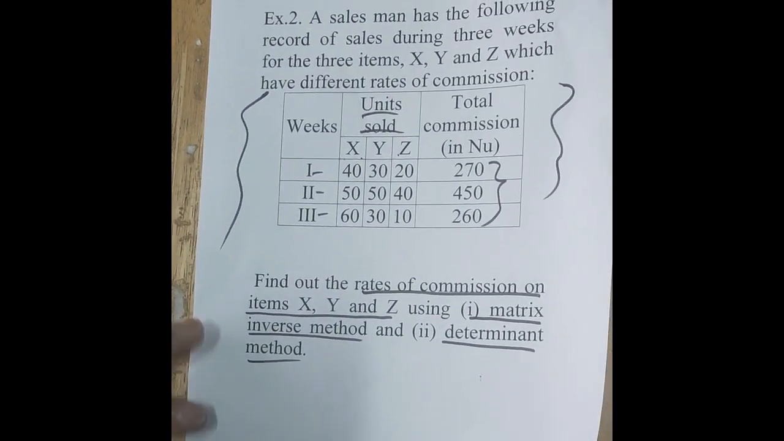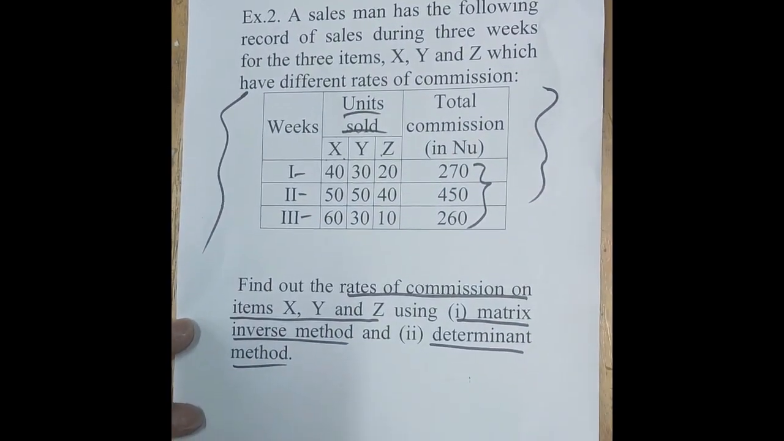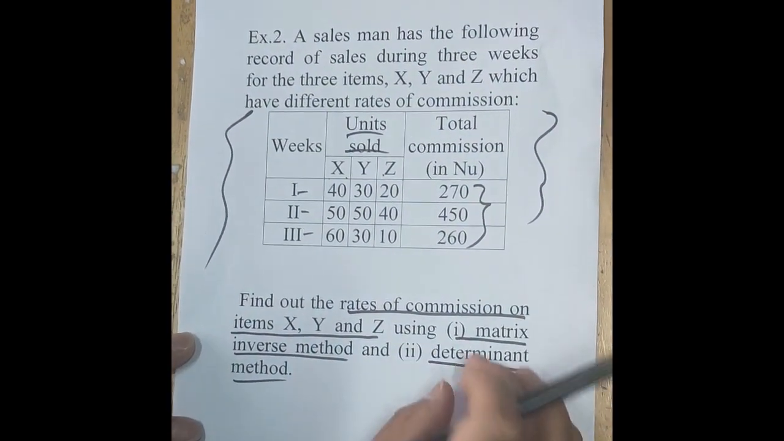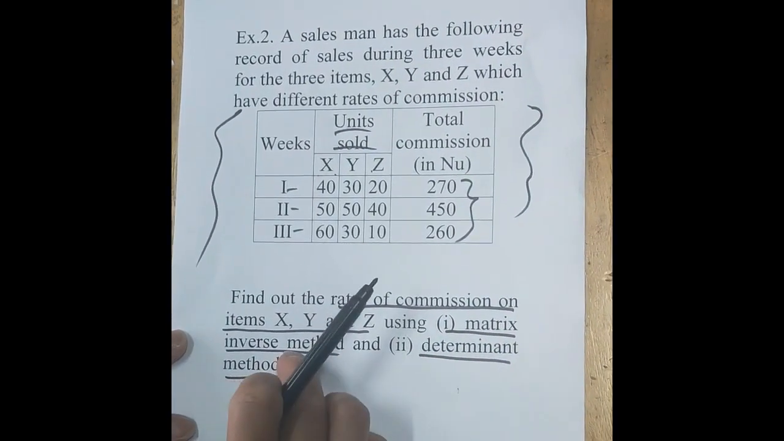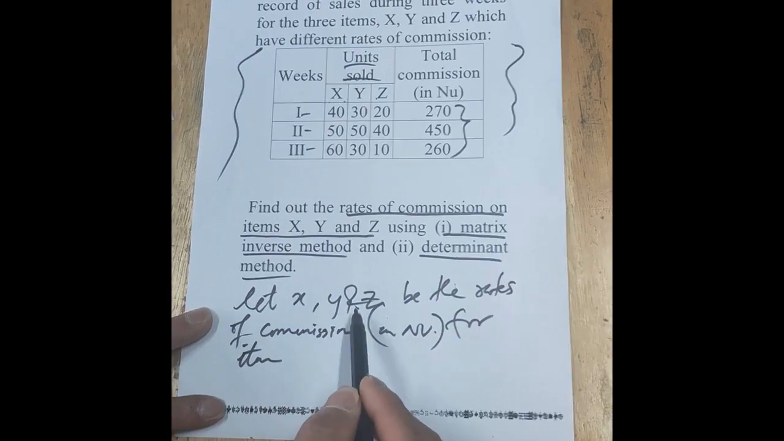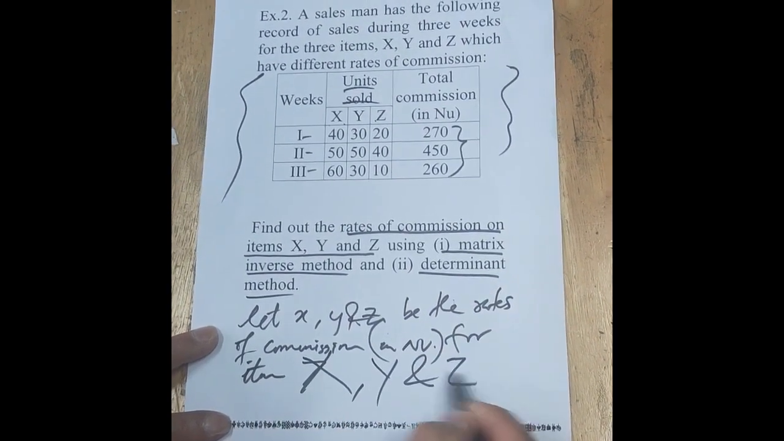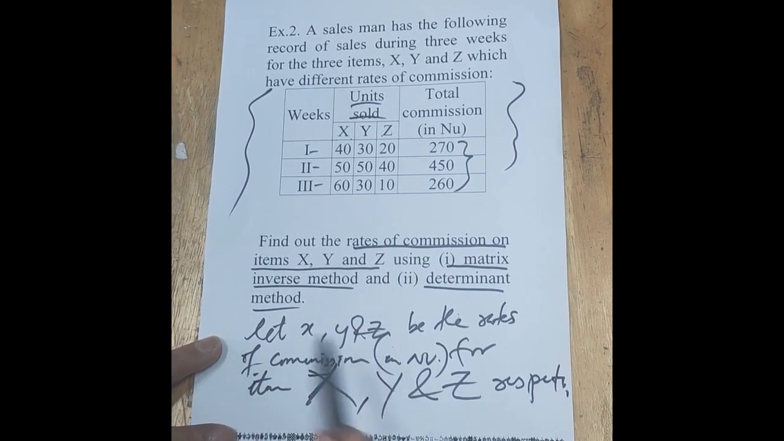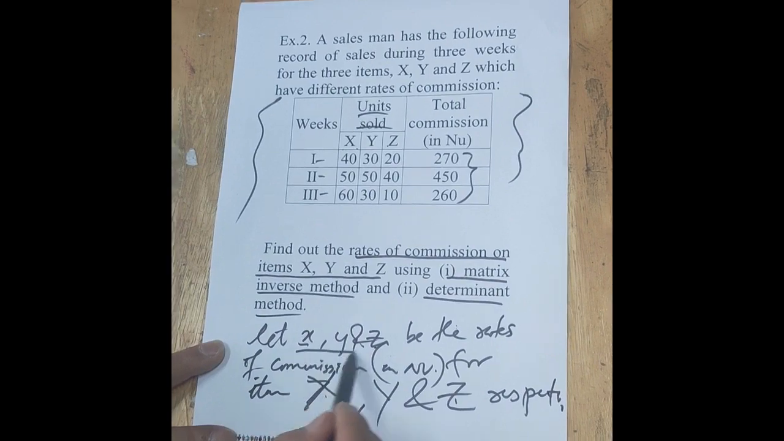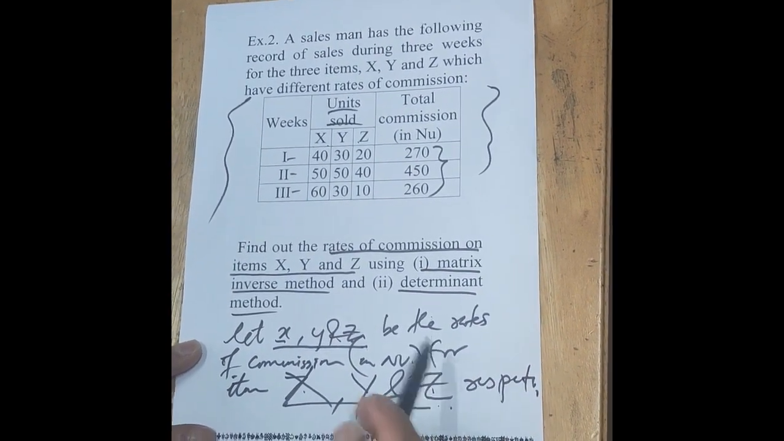I mentioned before, you have to remember the steps. Whenever you have an application based problem, the first step is to represent the information in the question in the form of a system of linear equations, transform it into a matrix, and use the appropriate method to solve the problem, either the matrix method or the determinant method. Now, let the small letters x, y and z be the rates of commission in Ultram for the items, where the items are the big X, Y and Z respectively. If you let x, y, z be the rates of commission, then you can obtain the system of linear equations.